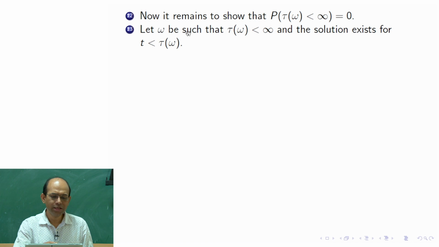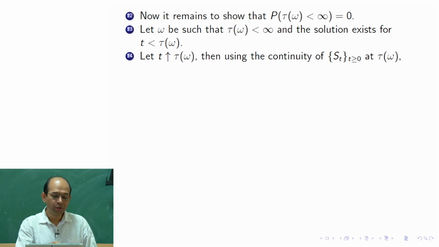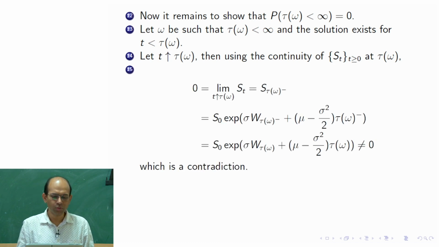Now let omega be such that tau(omega) is finite. I would like to show that this class of omega comes from a measure 0 set. Let omega be such that tau(omega) is finite and the solution exists up to tau(omega). So I cannot say t is equal to tau(omega); now we are letting t tend to tau(omega). We are going to take the limit, and then we are also going to use the continuity of S_t. Here we actually do not need to do much, so let us see what we do.